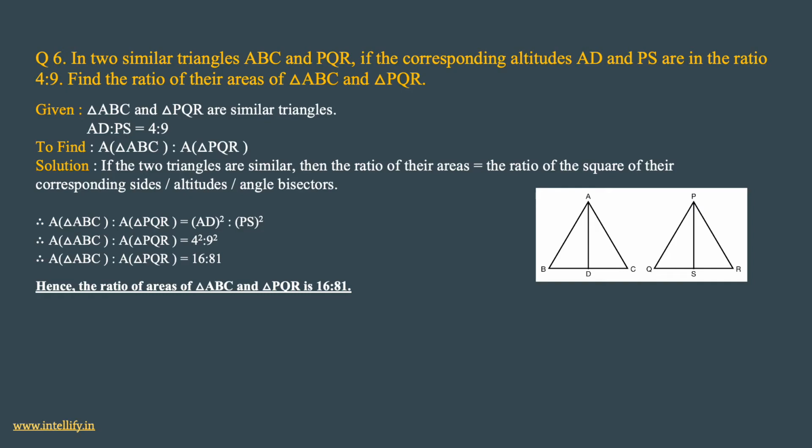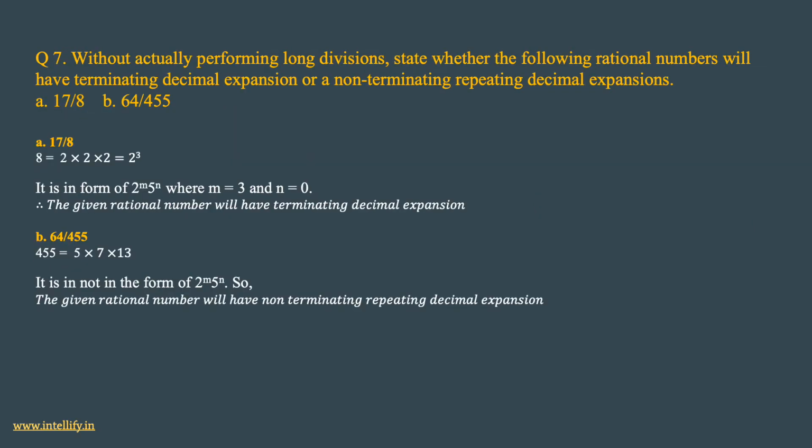Let's move on to the next question. Question number 7. Without actually performing long divisions, state whether the following rational numbers will have terminating decimal expansion or non-terminating repeating decimal expansion. A: 17/8 and B: 64/455. Let's discuss what is terminating decimal expansion.